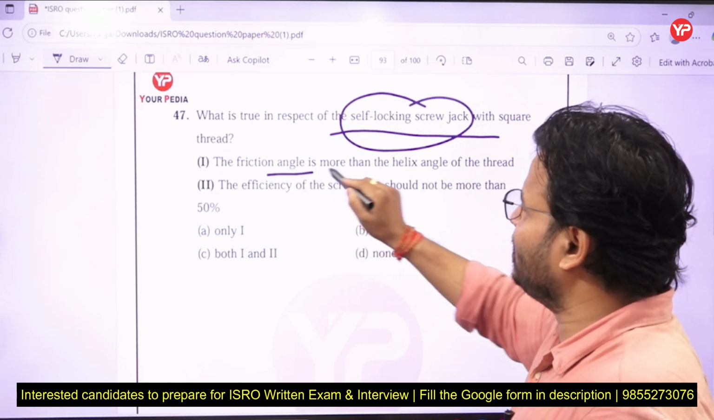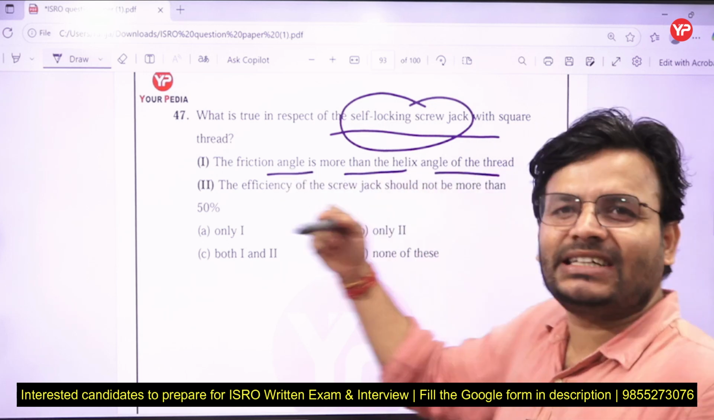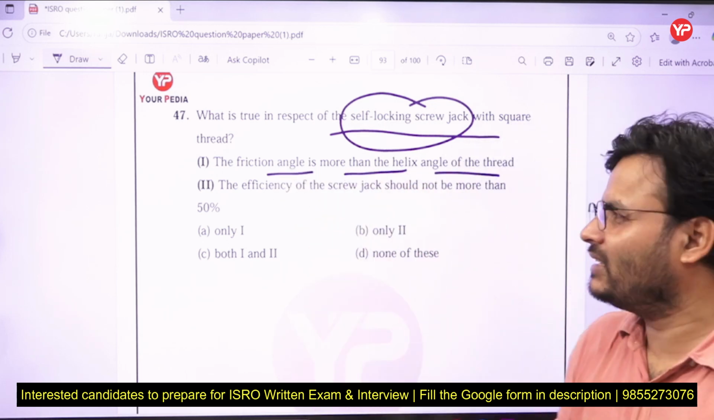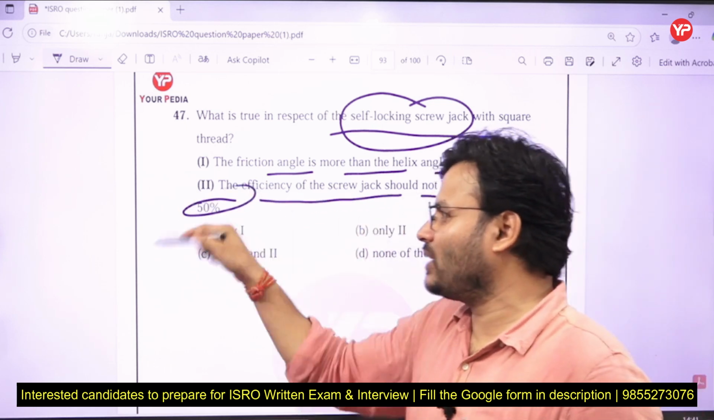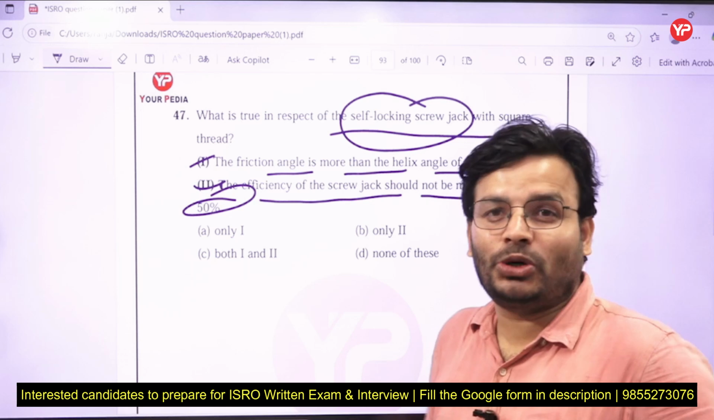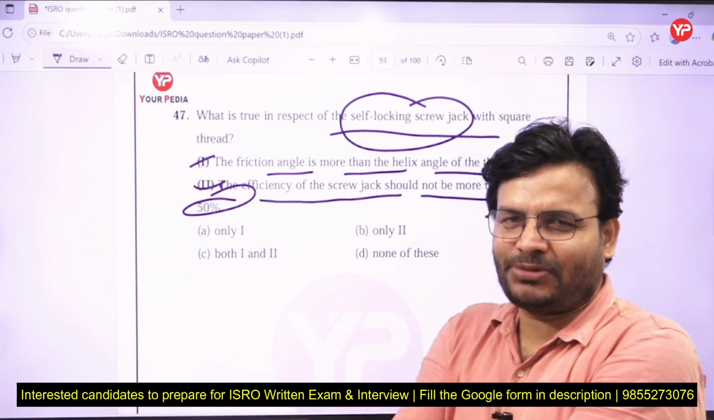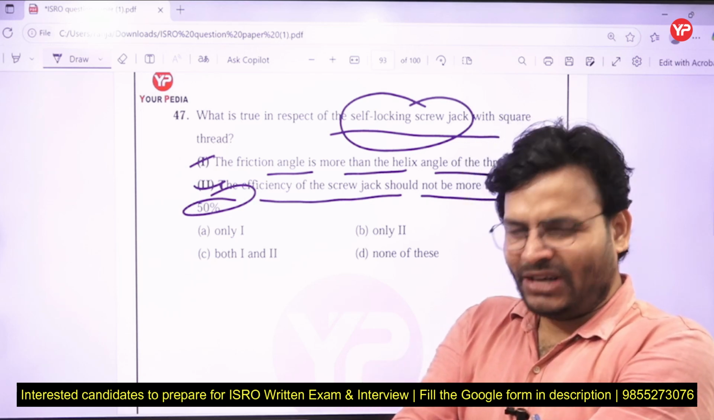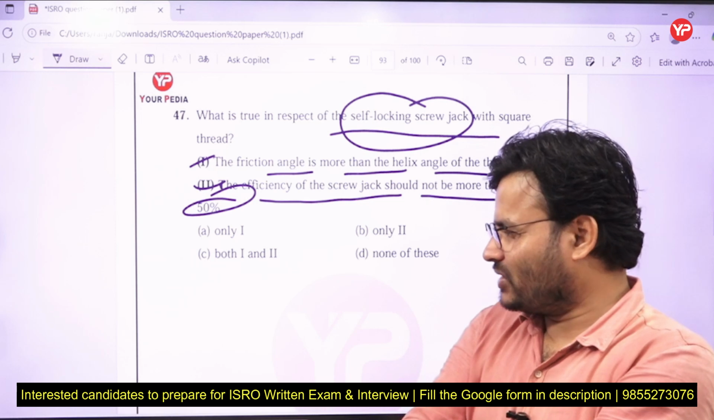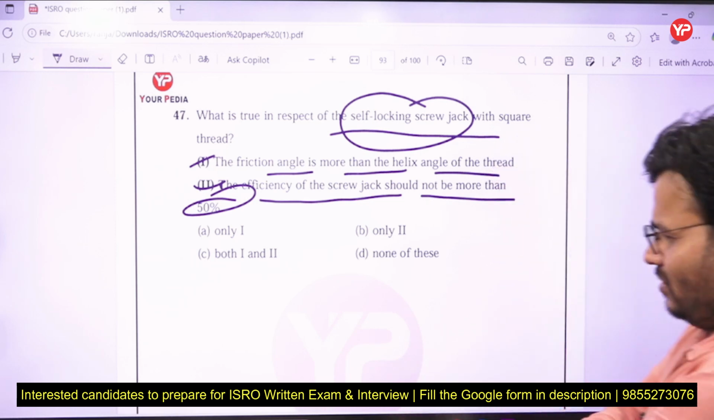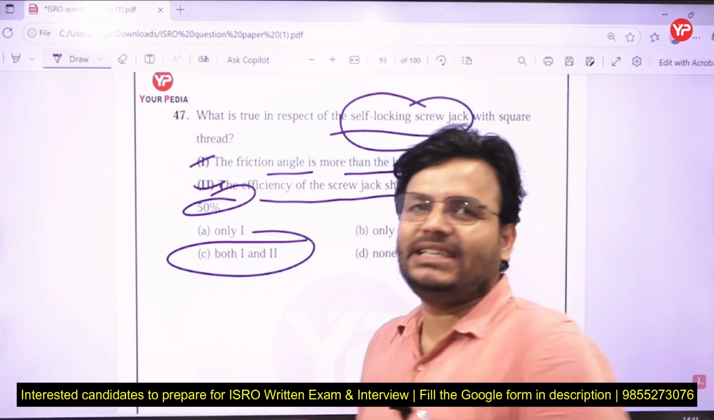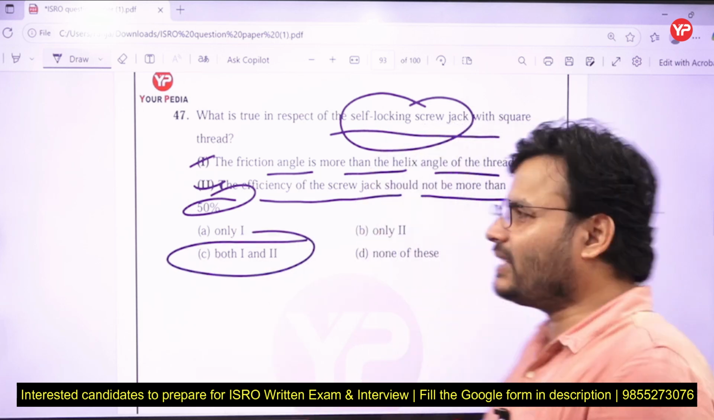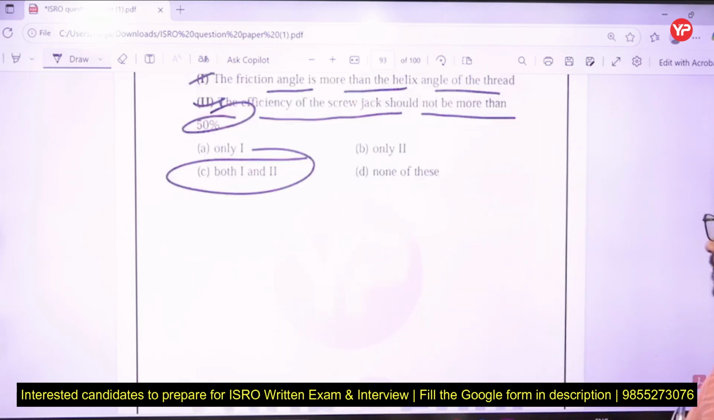The friction angle is more than the helix angle. Yeah, that is right. Friction angle will be more than helix angle. The efficiency of a screw jack should not be more than 50%. That is also right. So statements 1 and 2 both are right, my dear friends. That topic has been taken from machine design, one is a screw. From that the question has been taken. So we can say C for Chennai is the right answer. Both are correct.